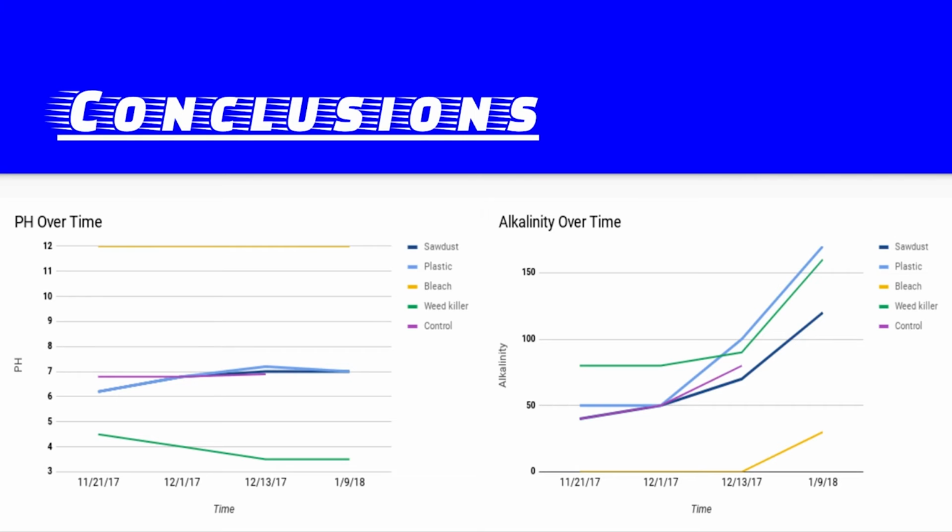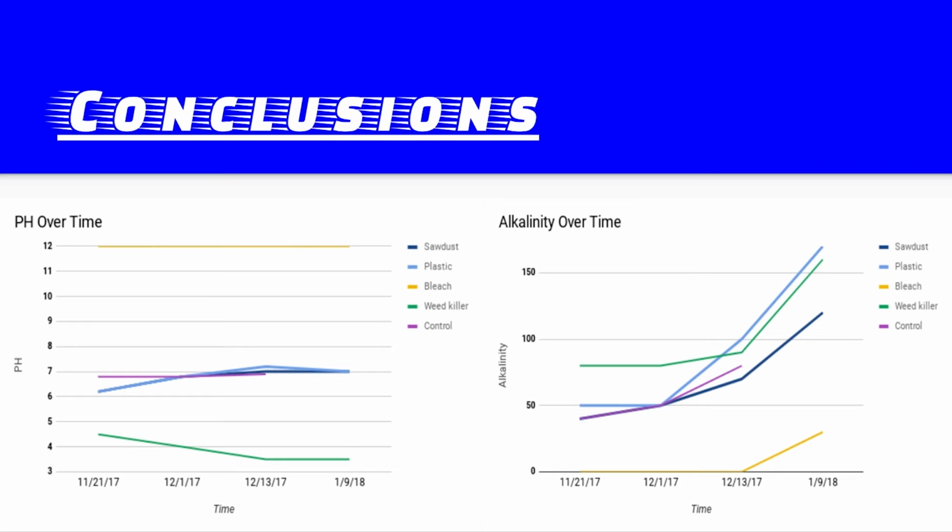Our hypothesis was partially correct. The weed killer tied for the largest change in pH level over the experiment, from 4.5 to 3.5 at the end of the experiment. However, it did not have the largest change in alkalinity. Plastic had the largest change in alkalinity from 50 to 170.